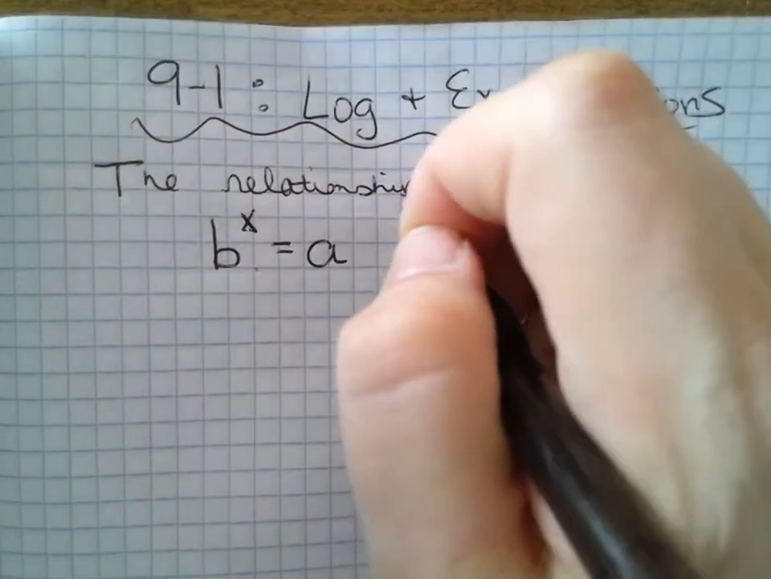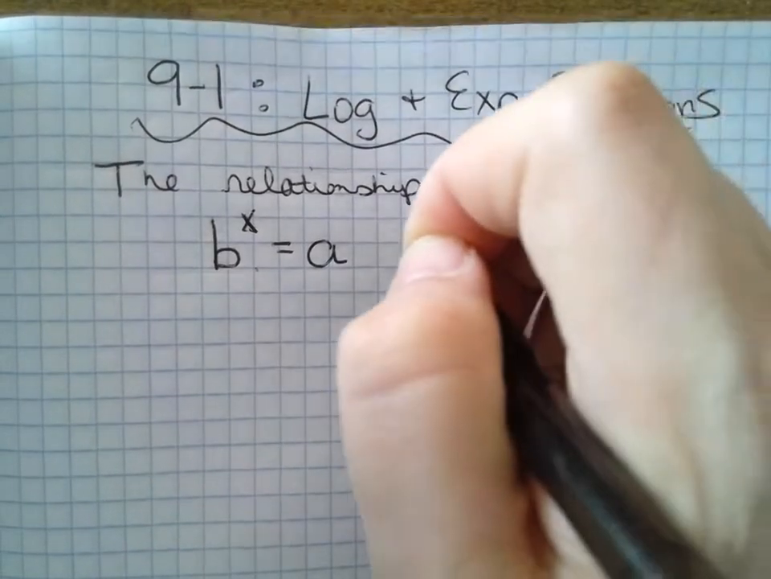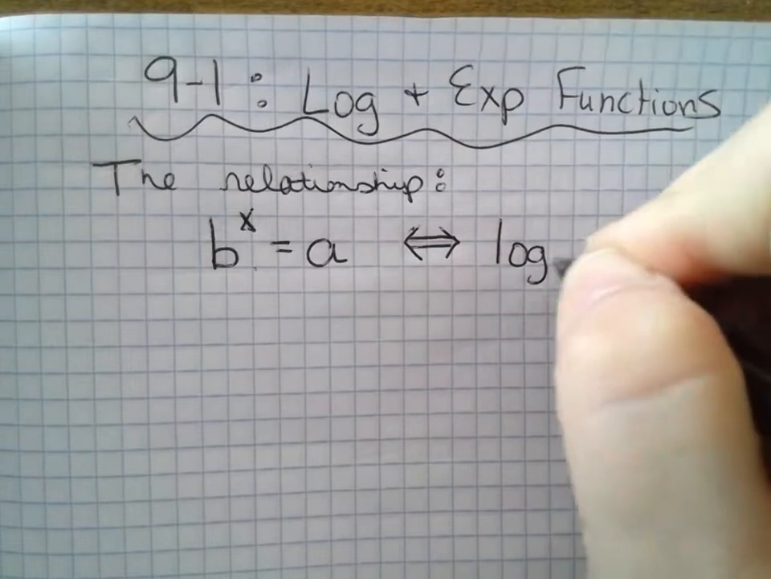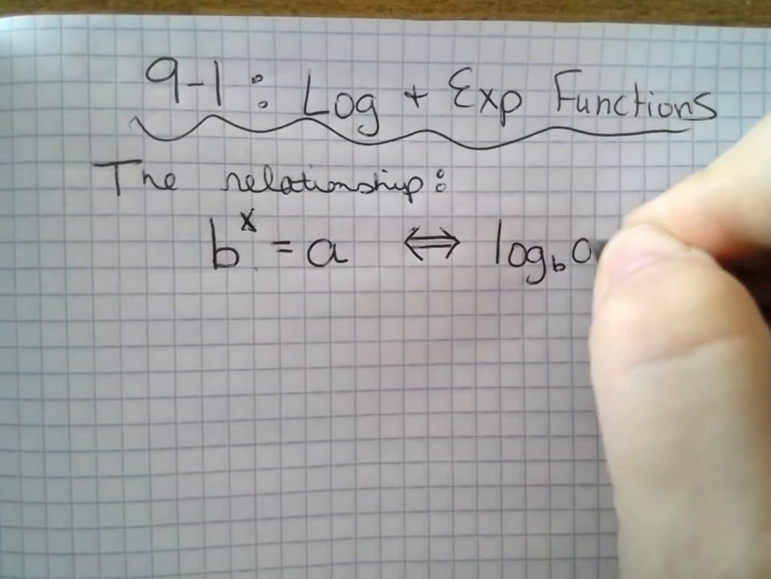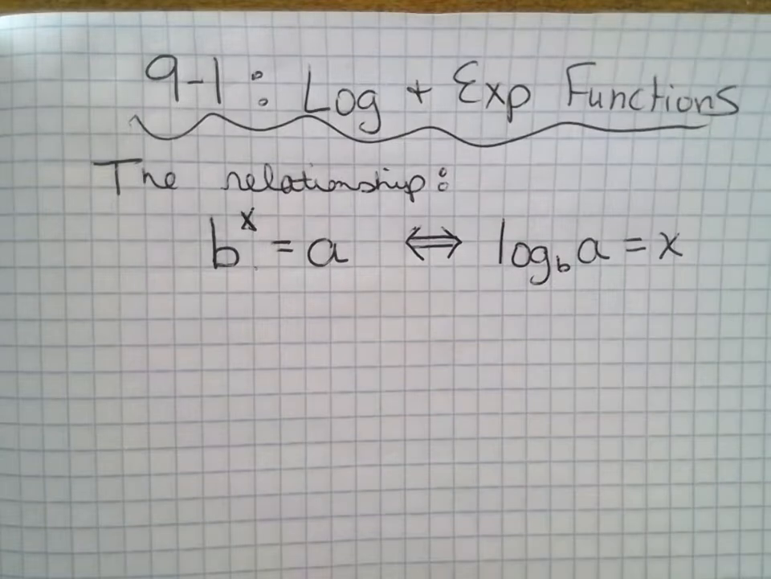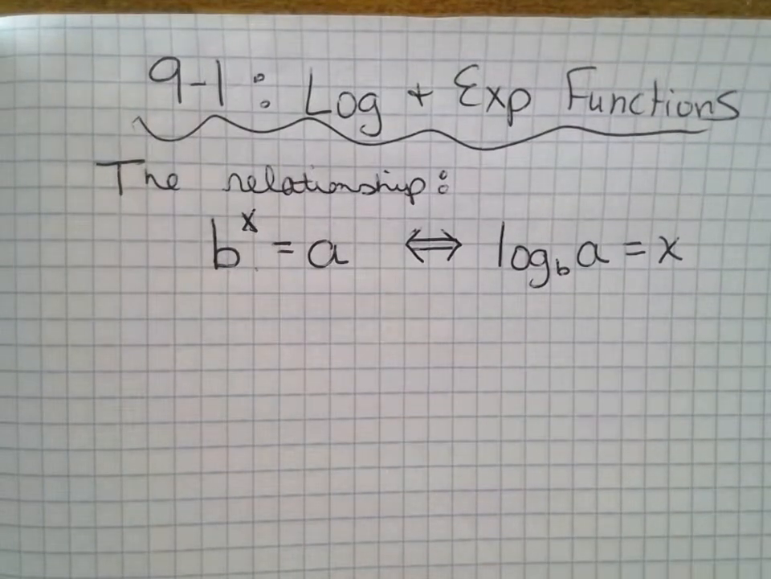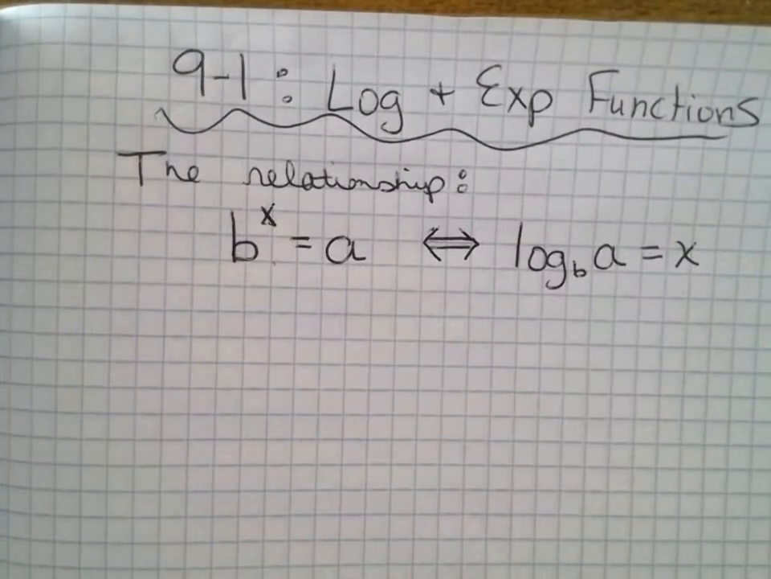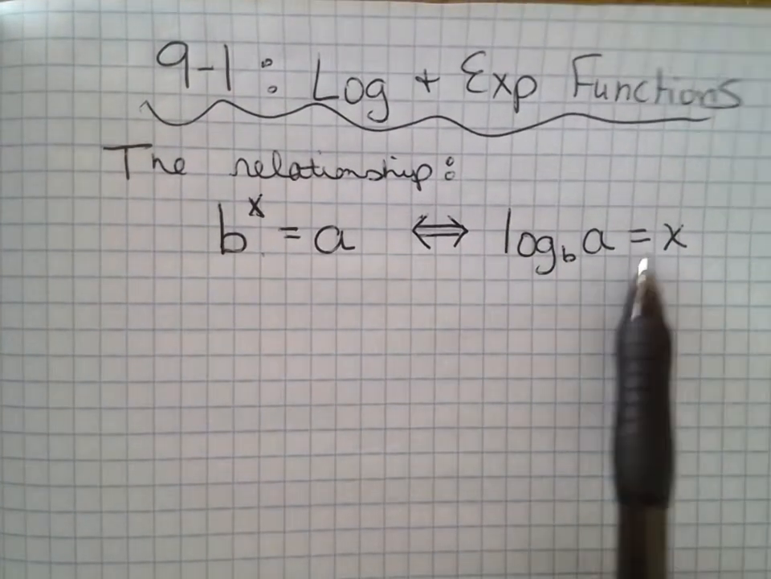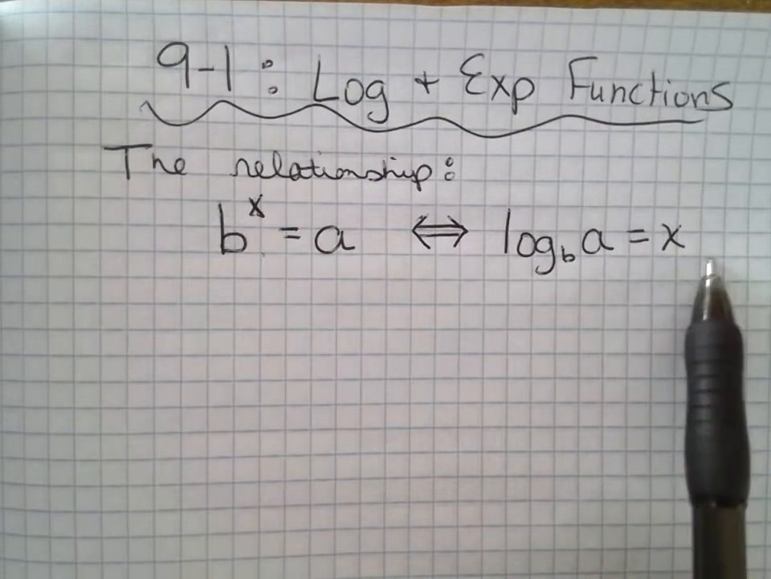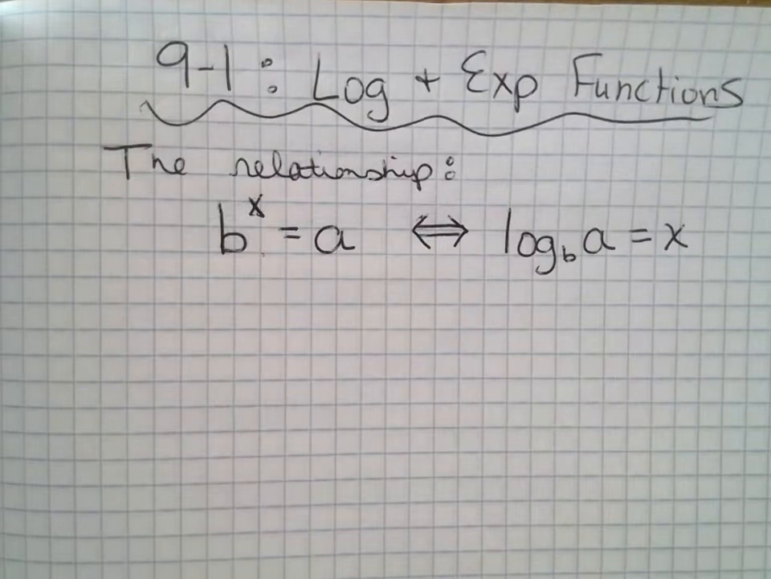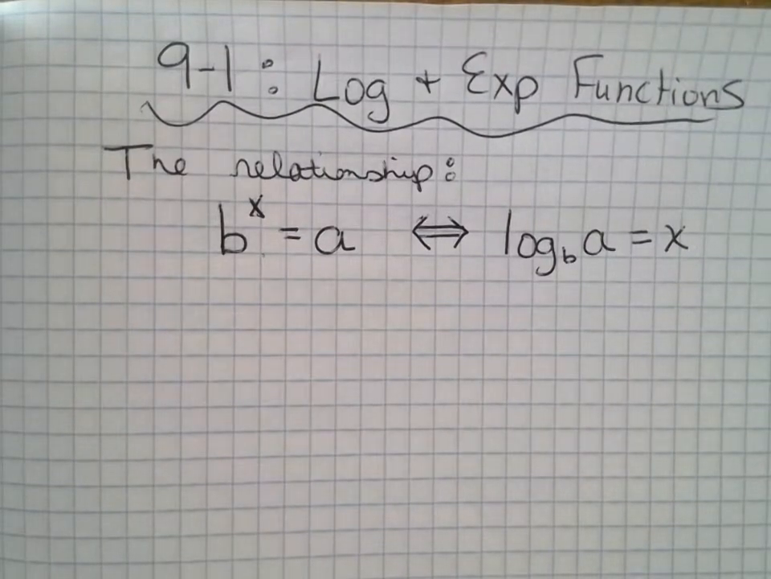Okay? This is equivalent to log base b of a equaling x. This is how to go back and forth between a logarithmic function and an exponential function, and vice versa. Okay? Notice that the answer to a logarithmic function is the exponent. Okay, that's where a lot of you, I think, get kind of muddled around in your brains. The answer to a logarithmic function is an exponent.